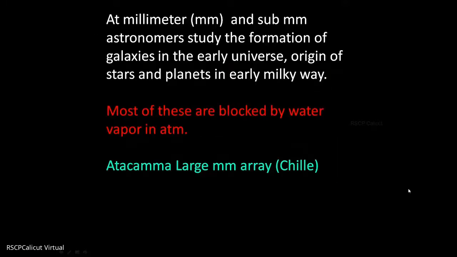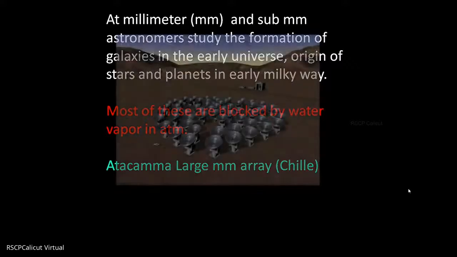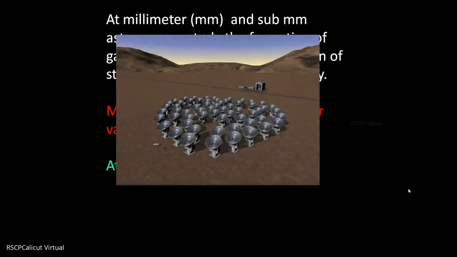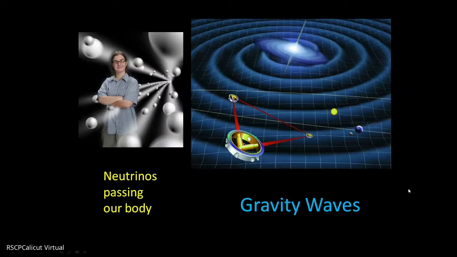There are other telescopes coming in the pipeline, like the Atacama Large Array Telescope. There are a lot of telescopes being built in desert environments so that they get better measurements. Then we have neutrino detectors, which also tell us a lot about our sun and stars.